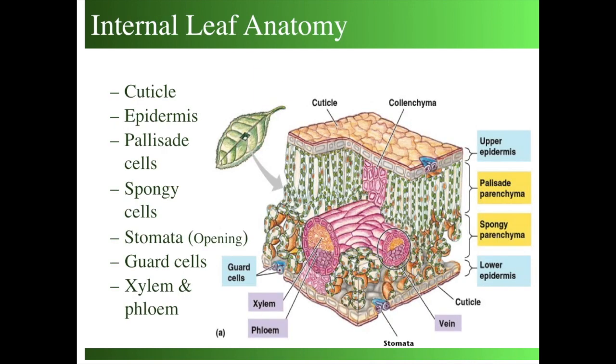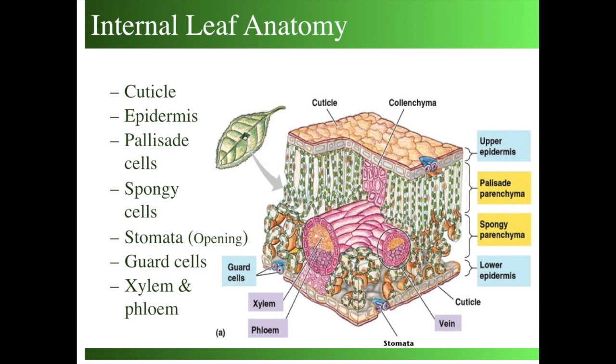Now, the internal leaf anatomy is very important. We are going to focus on this on a worksheet. You do need to be aware of these structures. The top layer or waxy covering is the cuticle. We already learned that the cuticle is a waxy covering over liverworts and mosses to prevent water loss.